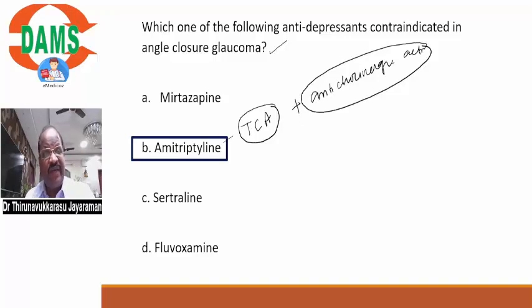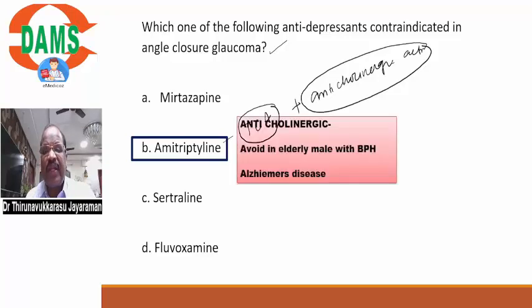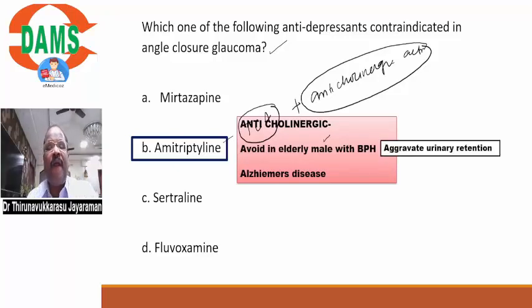In fact, in our regular classroom we discussed that since TCAs have anticholinergic action, they must be avoided for treating depression in elderly males with BPH because they are going to aggravate urine retention. Of course, because they have anticholinergic action, TCAs are better avoided for treating depression in Alzheimer's, because in Alzheimer's there is already a deficiency of acetylcholine. If we give TCAs, they are going to worsen Alzheimer's disease, so be careful.